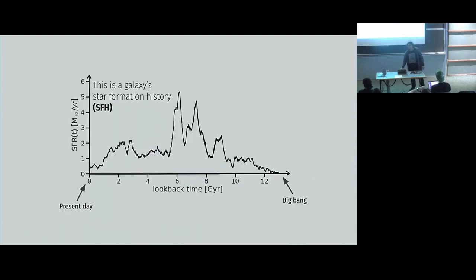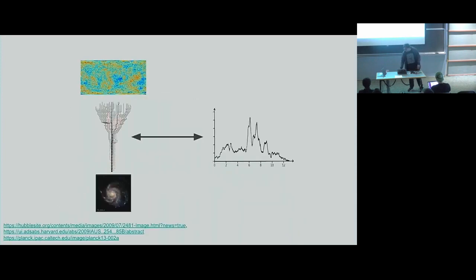So before we move in, this is a galaxy star formation history. This is the primary quantity I want to talk about. It's essentially a record of the galaxy's star formation rate as a function of time, all the way from the Big Bang to the time of observation, right? Pretty simple. Why is this important? Because I feel like it holds complementary information in a lot of ways to what we think about when we think about initial conditions to merger tree to final observables.